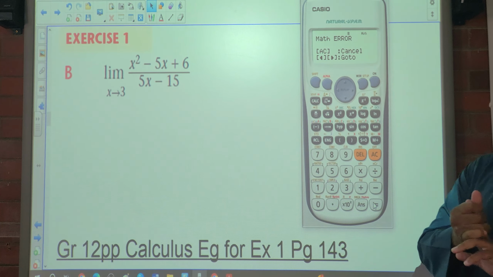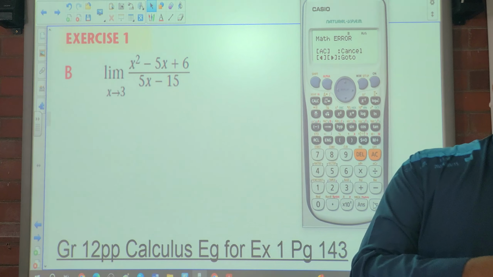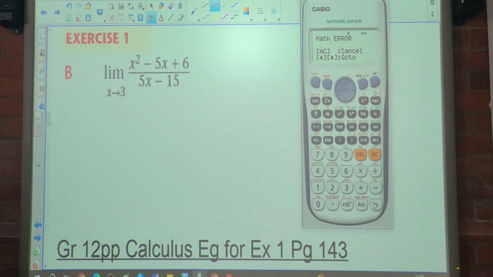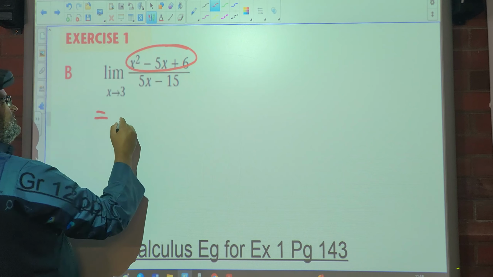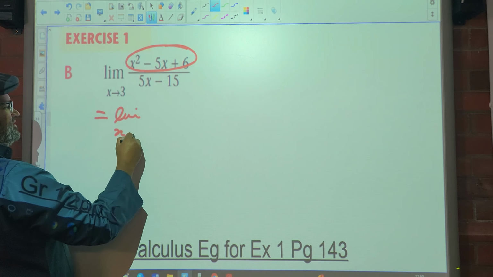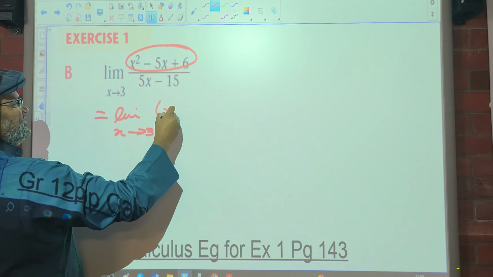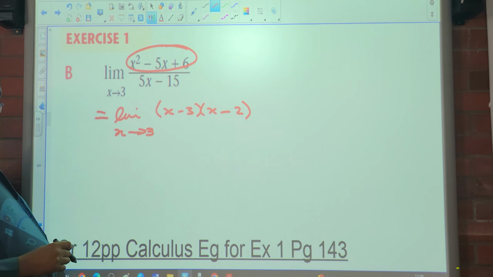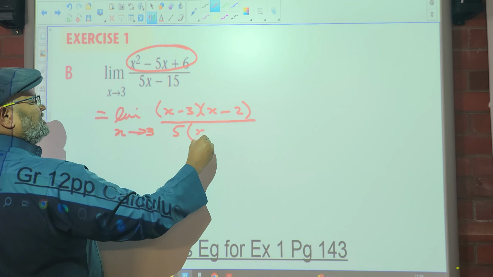So one of two things is going to happen. Either I draw the graph and then the table, or we can just simplify our expression, and this is the route we will follow. We factorize the numerator. So we have the limit as x approaches 3, and that factorizes into x minus 3 times x minus 2. You all agree with that? And this is all over 5 into x minus 3.